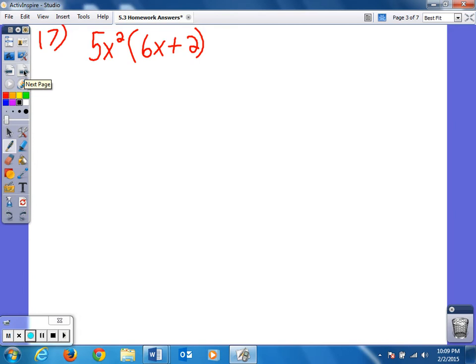For number 17, we're going to need to use the distributive property. So 5x squared, we're just going to take that and multiply it by each thing inside the parentheses. The first one, 6x, we multiply those together. 5 times 6 is 30. X squared times x is x cubed. It may help to think of that as x to the first. So add the exponents, 2 plus 1 is 3. Then we're going to multiply 5x squared by the second thing in the parentheses, which is 2. So we'll have 5x squared times 2, which is 10x squared.